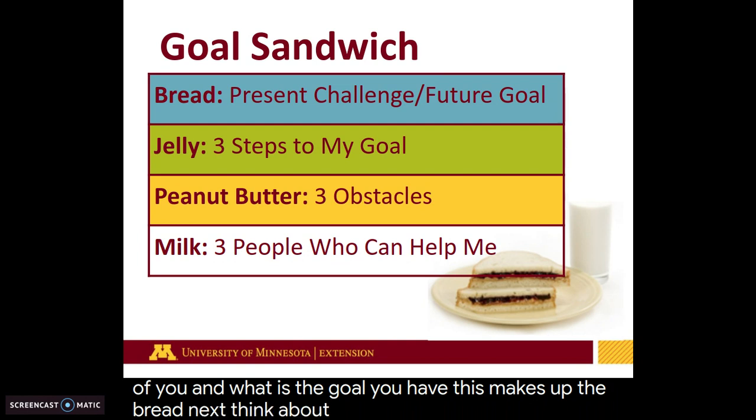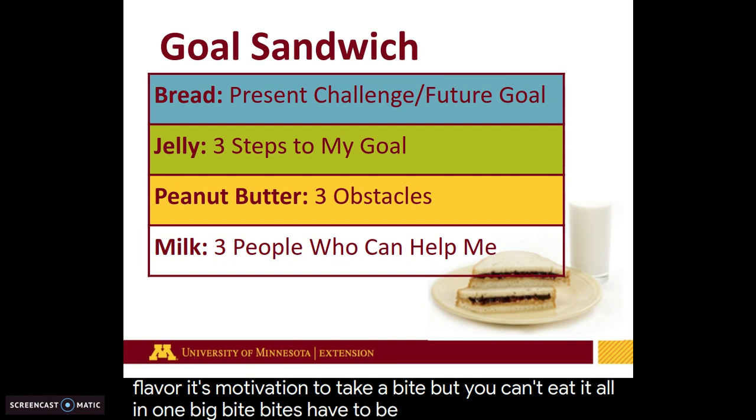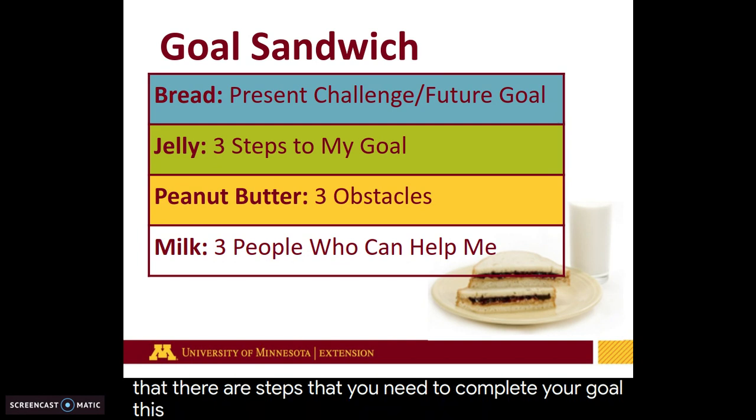Next, think about the jelly. Jelly gives the sandwich flavor. It's motivation to take a bite, but you can't eat it all in one big bite. Bites have to be manageable. This shows that there are steps that you need to complete your goal. List 3 steps you have to complete the goal you've identified.